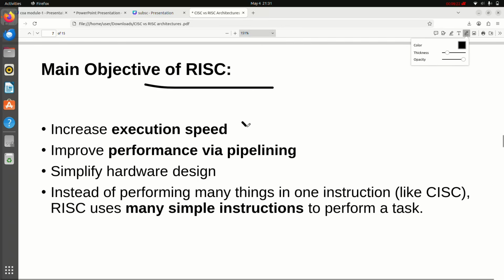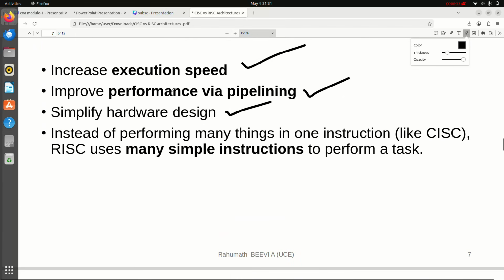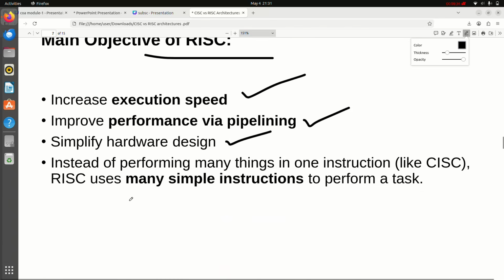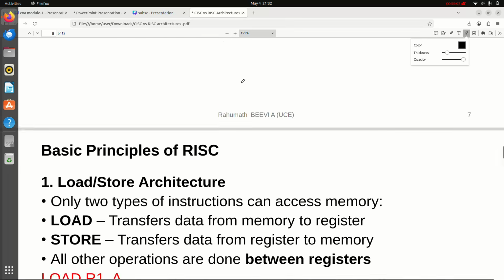So the main objective is to increase the speed. You can do pipelining very easily, and simplify the hardware design. Because in CISC we used a microprogram control unit, the hardware becomes very complex, but here we can make the hardware design much simpler. Instead of performing many things in one instruction, it uses many simple instructions, so instead of one complex instruction we have simple instructions to perform a task.